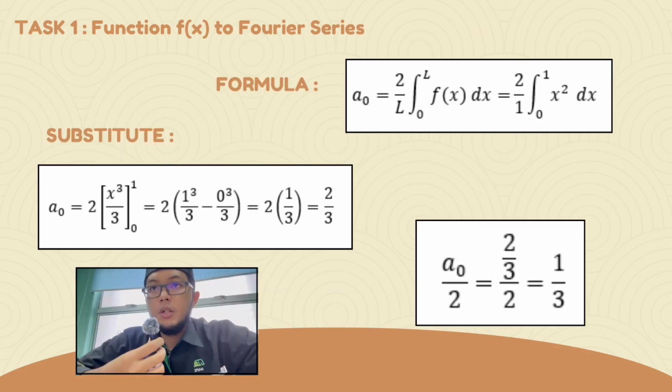We start with this formula: a0 is equal to 2 over L, integral from 0 to L of the function of x dx. Since the L value is equal to 1, we insert it here and the function will be x squared. We evaluate this and we get a0 equal to 2 over 3, so a0 over 2 equal to 1 over 3. So this is the expression for a0 over 2.